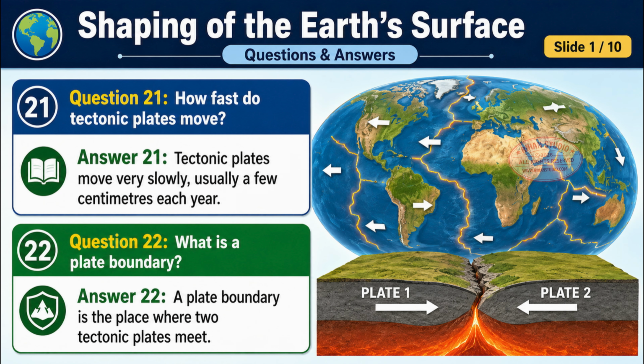Question 21. How fast do tectonic plates move? Answer 21. Tectonic plates move very slowly, usually a few centimeters each year. Question 22. What is a plate boundary? Answer 22. A plate boundary is the place where two tectonic plates meet.